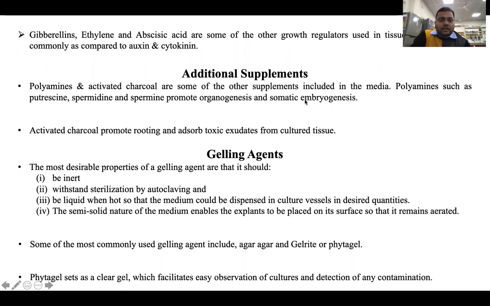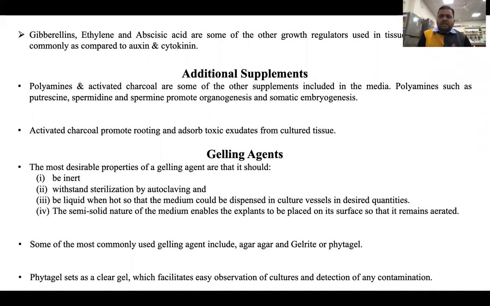But in some cases, say you are growing the plantlet and you want it to grow faster, and as we know, gibberellin leads to internode elongation. Gibberellins, we do include gibberellins in the tissue culture media.